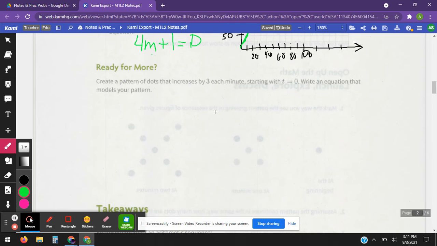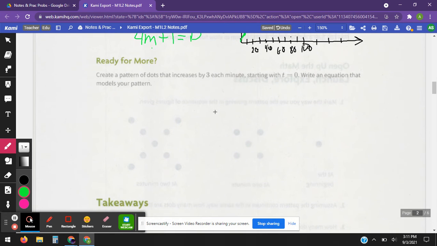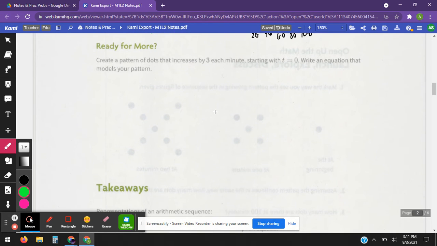So there we go. All right, so create a pattern of dots that increases by 3 each minute, starting with t equals 0. Let's see. How can we do this? This is our Ready for More on here. So I'm going to start with 1. So at the first minute, or let's do the 0 again. So at 0, we have 1 dot.